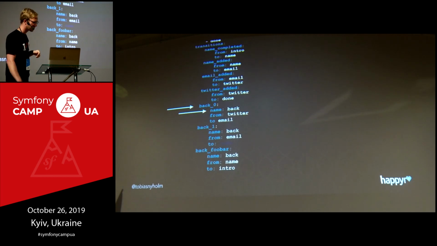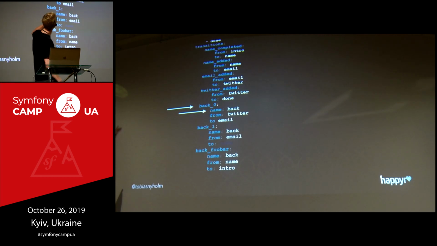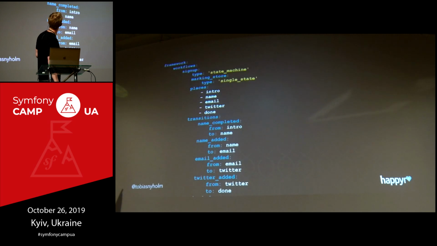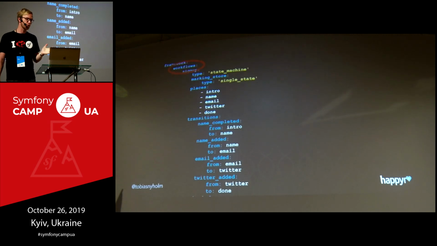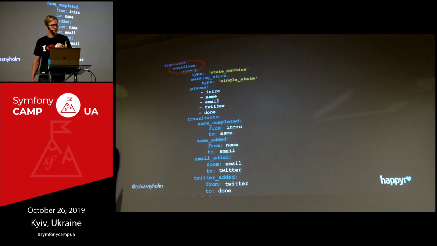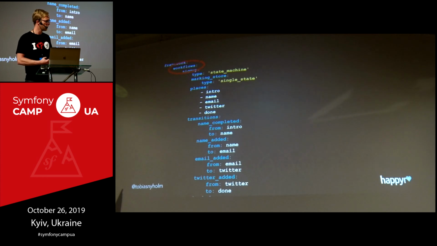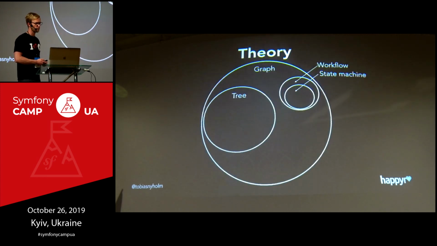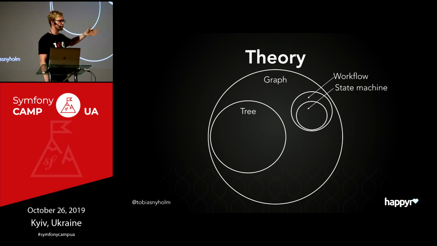And, wait. Let's rewind to this. It says workflows. I've been here for almost half an hour now. I've been talking about state machines all the time. And why does the configuration say workflow? Why is it called a workflow component? You remember this? A state machine is just a reduced workflow.